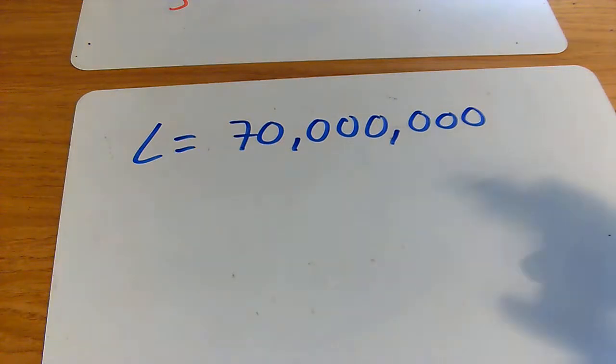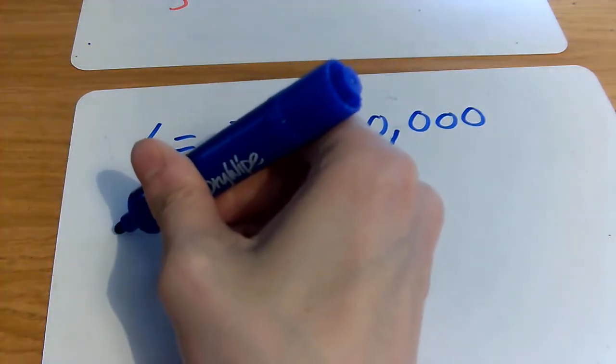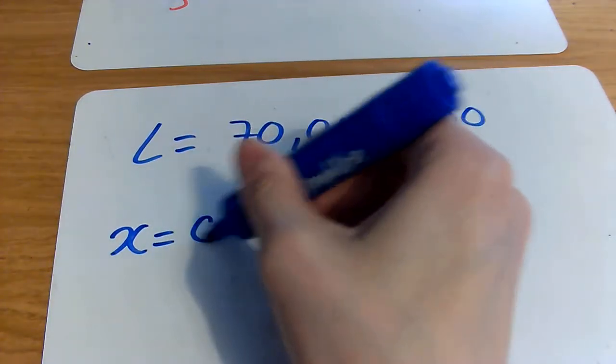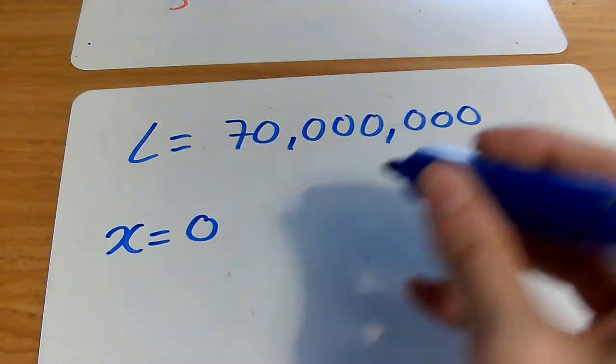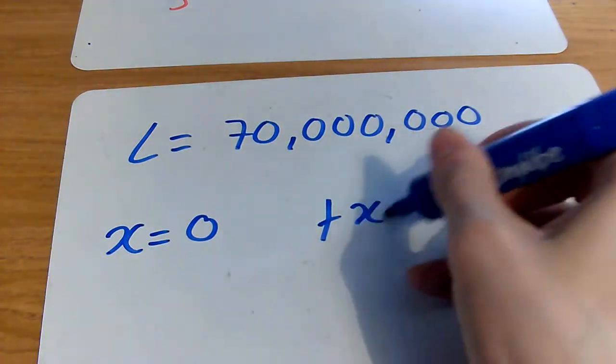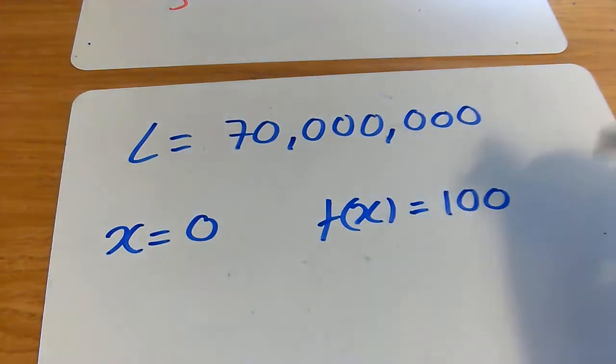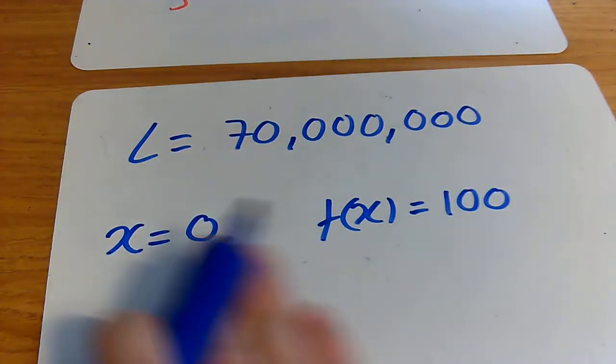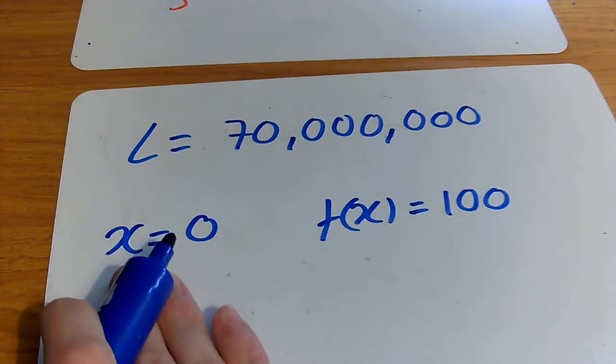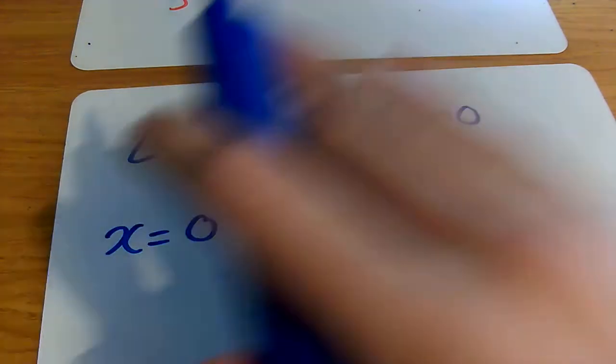But of course, there will be some people. So we will say that when x is 0, the function itself produces an output of, let's say, 100. So there's 100 people initially infected in the population. The x being 0 is important, that's time.